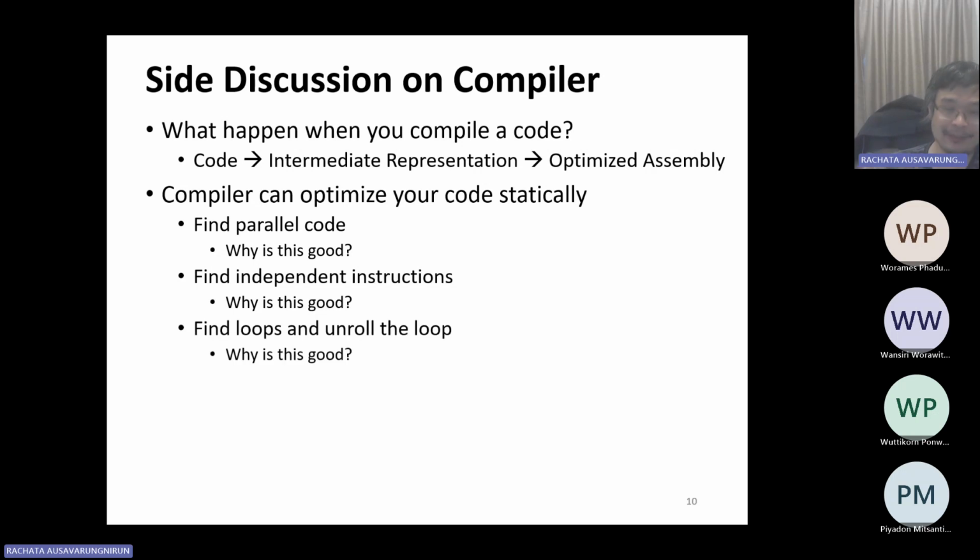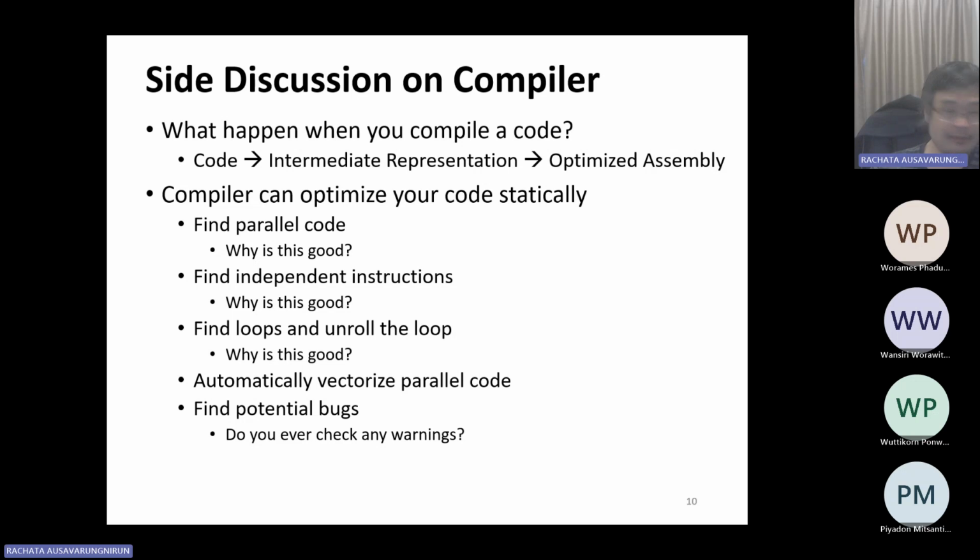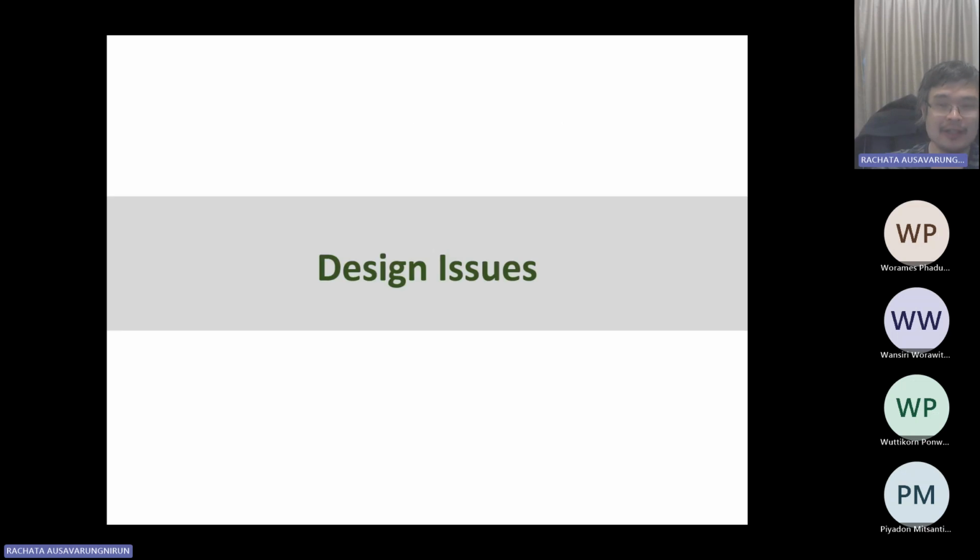It can be used to find loops and then unroll the loop automatically to improve the speed of your program, right? You can also try to automatically vectorize parallel code, even find bugs, right? Anyone ever check the warnings when you compile the program? Those are potential bugs, right? The compiler detects it and says, hey, that part of the program looks sketchy. Look at line number 100. That part seems sketchy. Please look at that. That's the compiler's job, right?